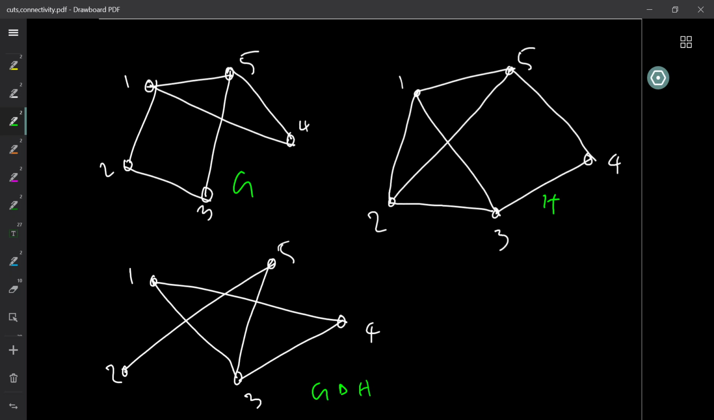Again, another example: you have G as well as H, and the symmetric difference will be this graph. One can again check: 1, 2 will not be here. Then 1, 5 is present in both, so it's missing here. 5, 4 is also missing because of that. On the other hand, 3, 4 appears only in H, so the 3, 4 edge is here. 2, 3 appears in both, so it's not there. Then 1, 3 appears only in H, and 1, 4 appears only in G, and that's it. So we have all the edges.